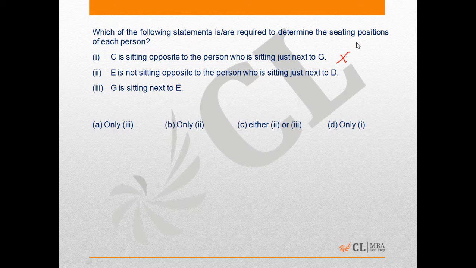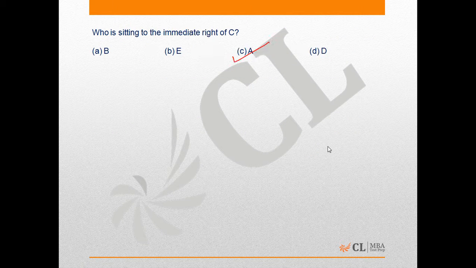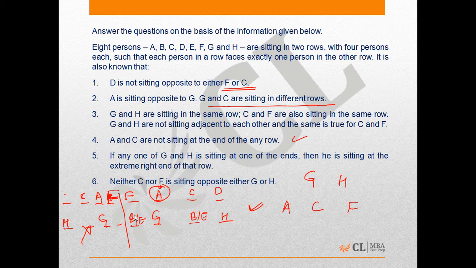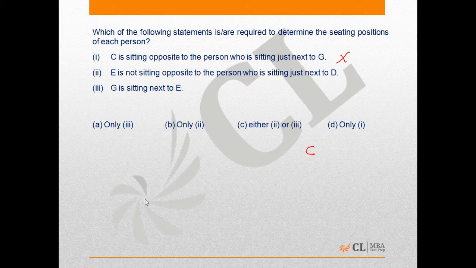Coming to the next statement, in which it is given that E is not sitting opposite to the person who is sitting next to D. The person who is sitting next to D is C, and it is given that E is not sitting opposite to the person who is sitting just next to D, which means E is sitting opposite to F and B is sitting opposite to C. Hence statement second is sufficient to answer this question. G is sitting next to E. This is what is given in the third statement, which is already known. So this statement is not helping us. There is only one statement, which is statement B, which enables us to determine the position of each person uniquely. Hence option B is the correct answer.